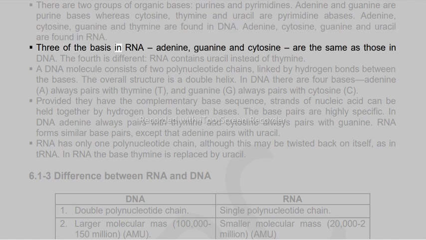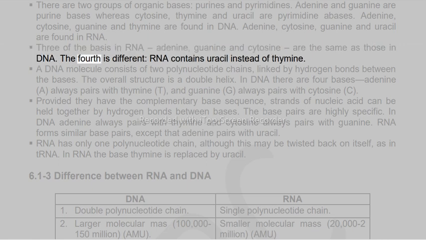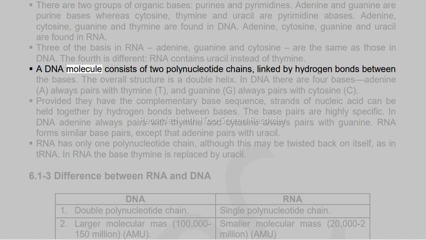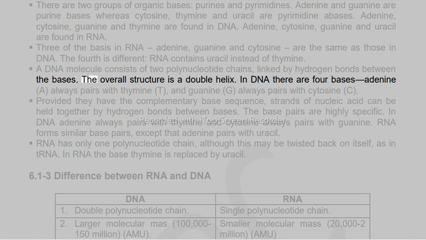3 of the bases in RNA, adenine, guanine and cytosine, are the same as those in DNA. The 4th is different. RNA contains uracil instead of thymine. A DNA molecule consists of 2 polynucleotide chains, linked by hydrogen bonds between the bases. The overall structure is a double helix.